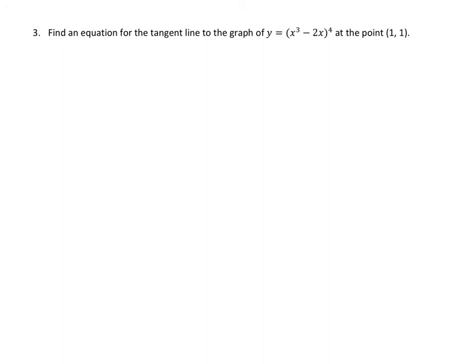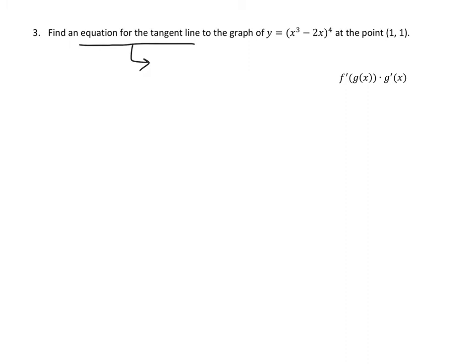In this example, let's find the equation for the tangent line to the graph of y equals the quantity x cubed minus 2x to the 4th at the point (1, 1). We've done problems like this before, but now in order to take the derivative of this function to find the slope of the tangent line, we need to use the chain rule.